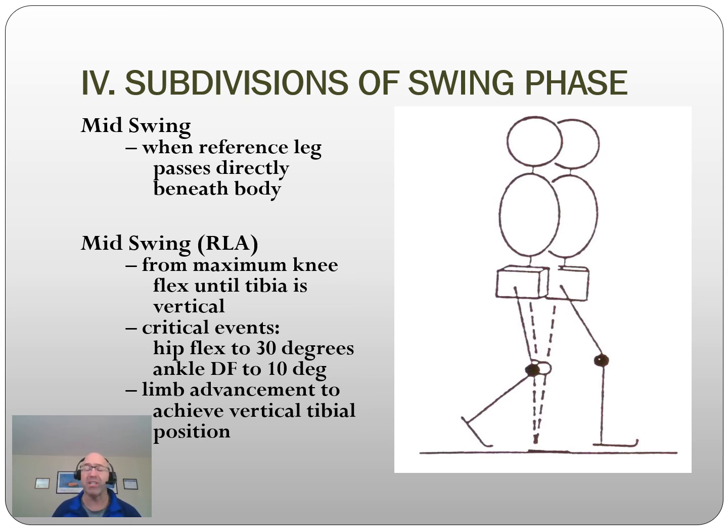Rancho also calls this mid-swing, from maximum knee flexion until the tibia is vertical. So it's the point where the leg is continuing to come through. Hip flexes to 30 degrees here. Your ankle is dorsiflexing to 10 degrees, so your toes are pulling up as you're swinging through to prepare for heel contact again.